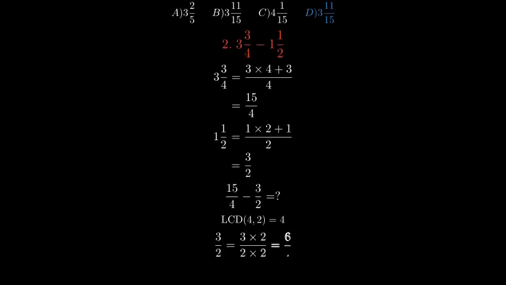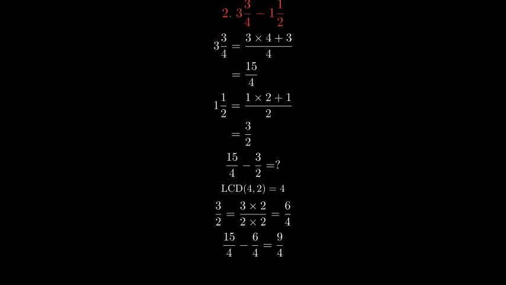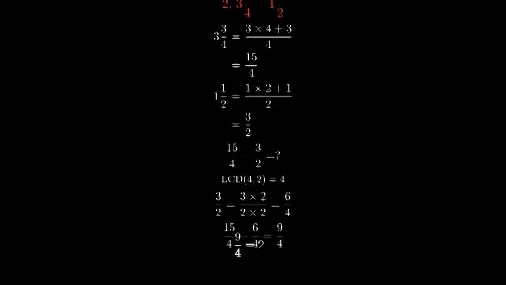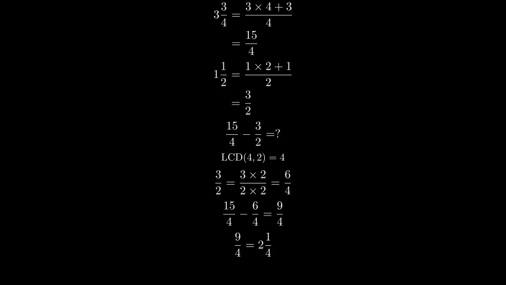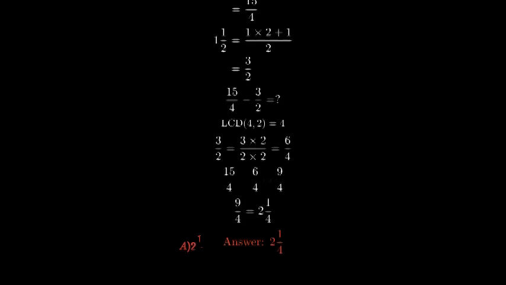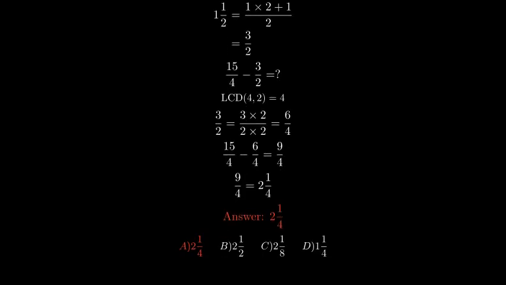3/2 converted to the common denominator gives us 6/4. Now we can subtract. 15/4 minus 6/4 equals 9/4. Converting back to a mixed number, 9/4 equals 2 and 1/4. So our answer is 2 and 1/4, which matches option A.